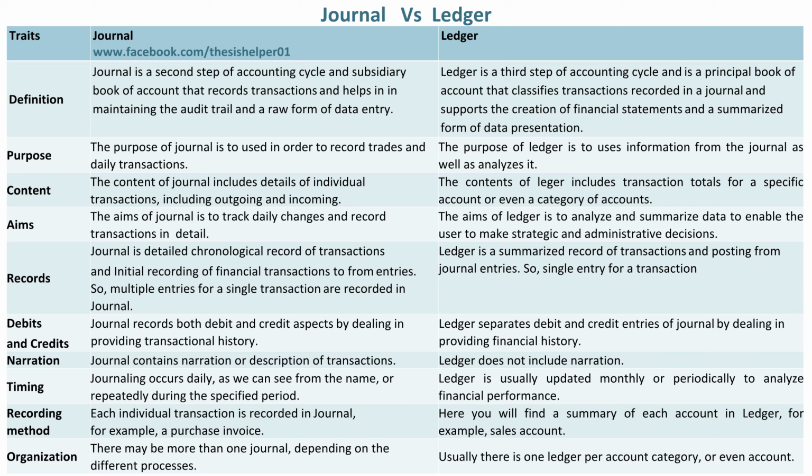The content of journal includes details of individual transactions, including outgoing and incoming. Whereas, the contents of ledger include transaction totals for a specific account or even a category of accounts.